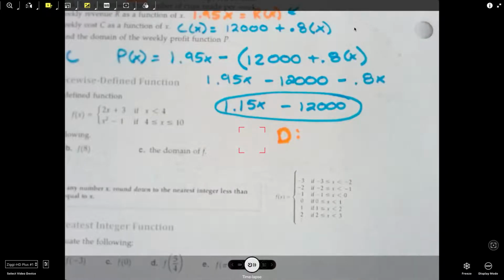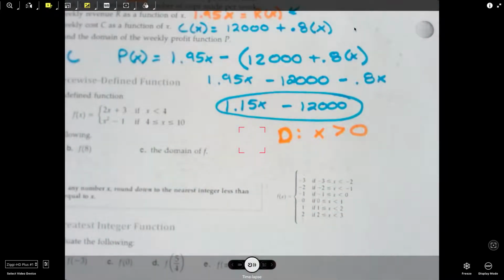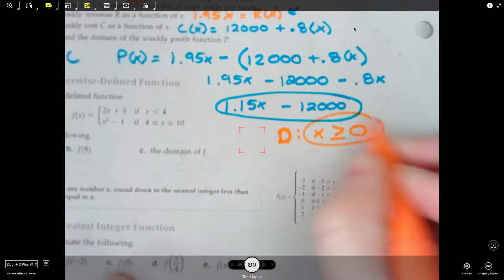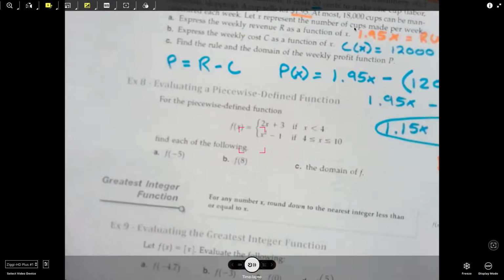I can't have negative cups. So my number of cups has to be greater than 0. Could it be equal to 0? Yeah? So this is my domain. This is my profit equation. This is my domain. The number of cups that I make has to be either greater than or equal to 0. Yeah? Good? Okay, now, piecewise functions.